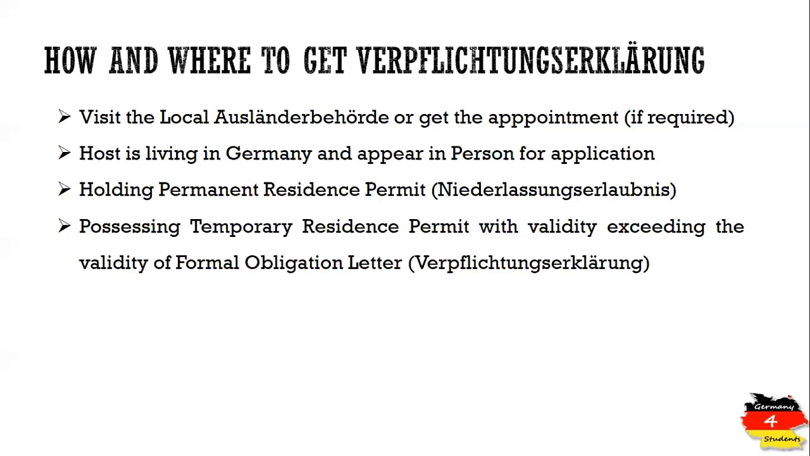the Verpflichtungserklärung in January, for example, and your visitor intends to visit you in March, and he or she intends to visit for 3 months, so he or she will be coming to Germany in March, and his or her stay will be for 3 months, which means March, April, and May. So your temporary residence permit must be valid until the end of May, so that you can be issued this Verpflichtungserklärung.